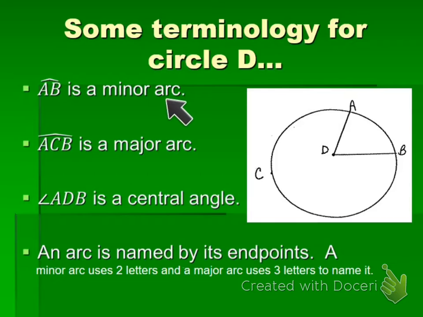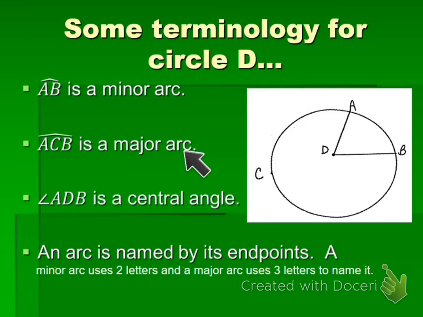AB is called a minor arc. So as you'll notice on our circle, A and B are both points on the circle. So AB is called an arc. It's part of the circumference of a circle. It is curved. It is not a line segment. It is called a minor arc because it is less than half of the circle or half of the circumference. It's a small arc, minor.